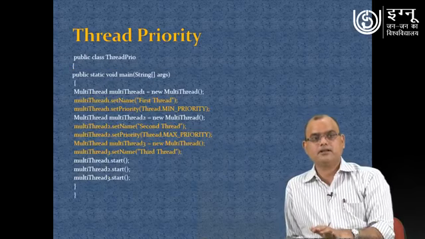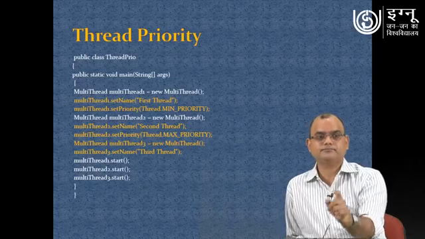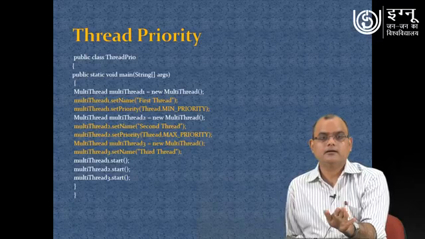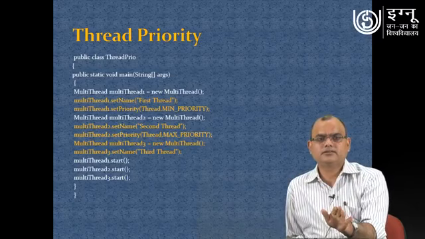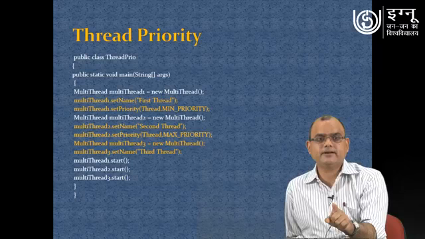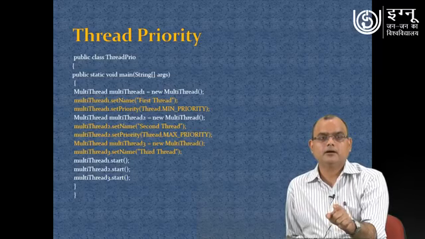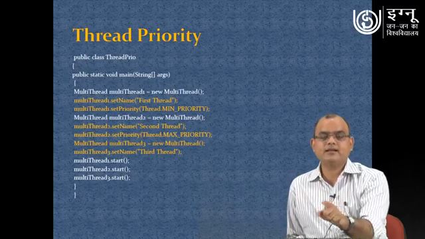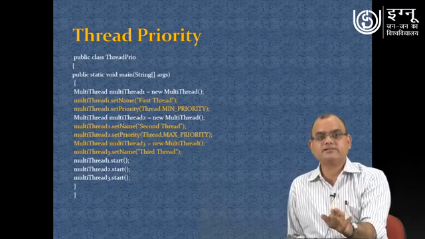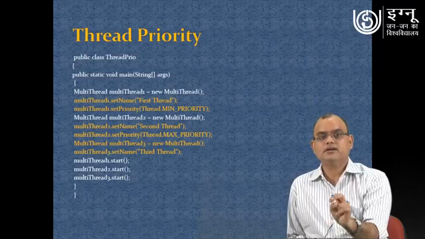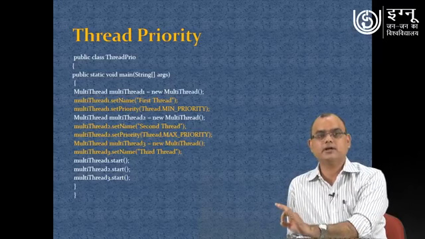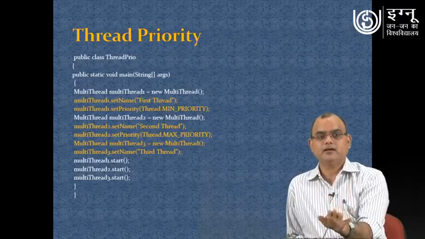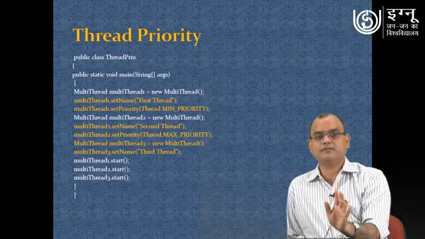Now let us see further what we have done here. Here we have created threads. At first we have created a multi-thread object, and for that multi-thread object we have used the setName method. In that setName method we have passed first thread. So first thread is nothing but the name of the multi-thread thread object. Similarly, we have assigned MIN_PRIORITY to that particular object.